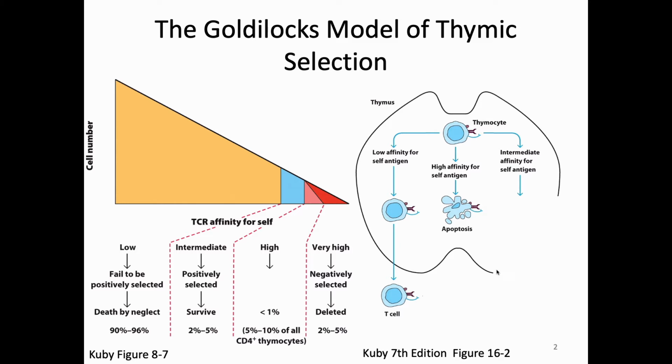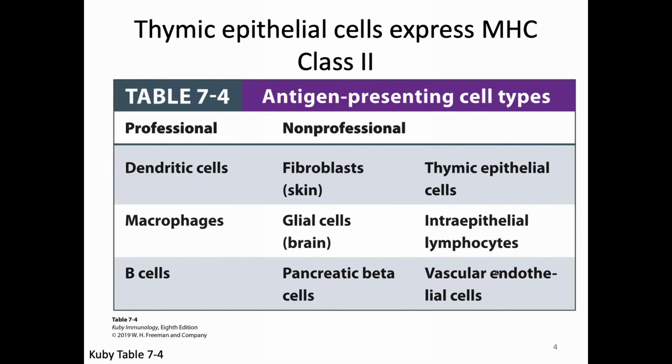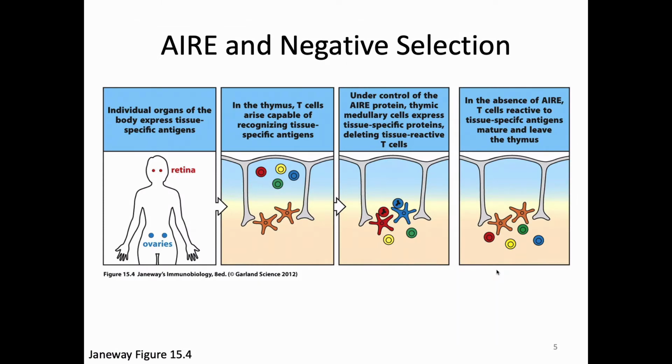Early in the time that I was in graduate school, the mechanism for this was also worked out and described. And so what we now know is that the thymus actually transcribes and translates every protein in the genome. So every protein is expressed in the thymus.